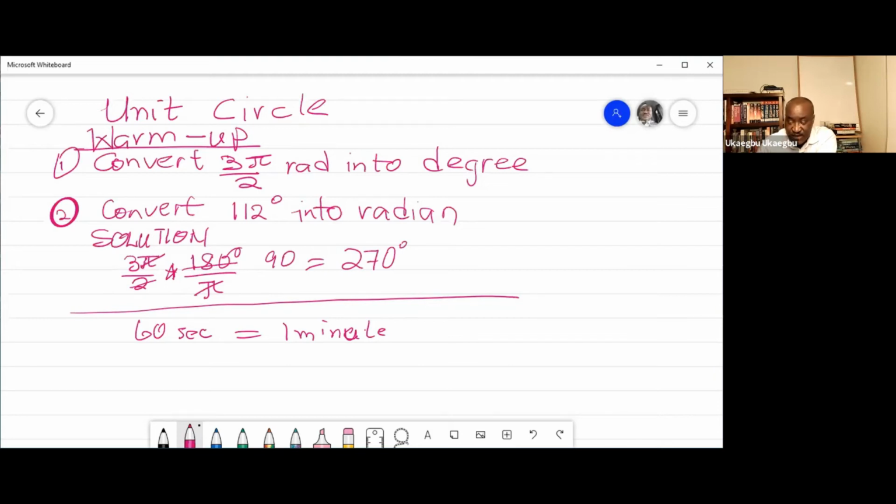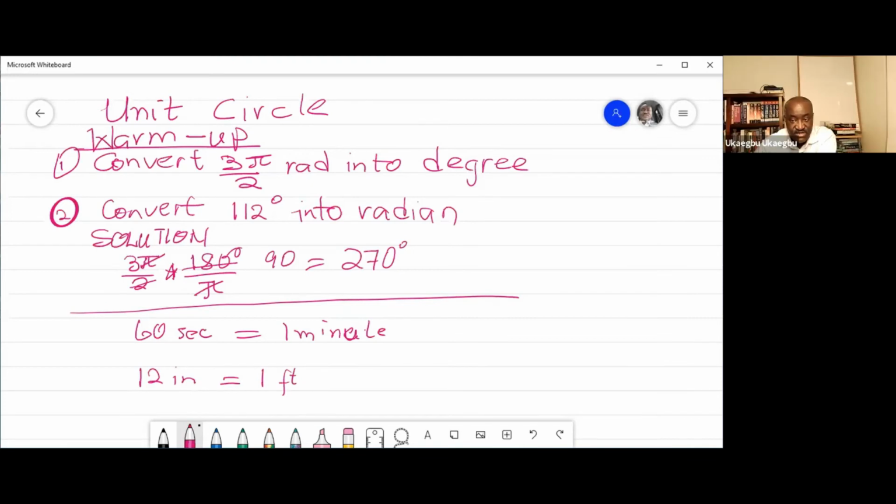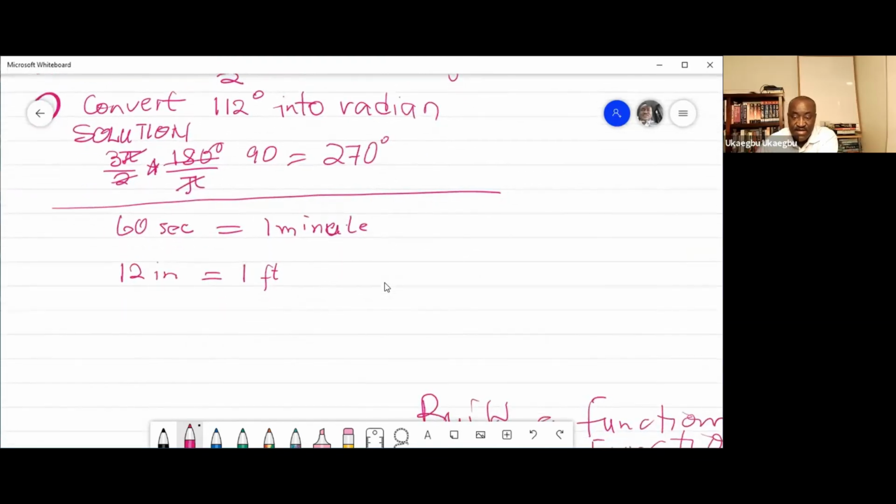Now let's consider another conversion rate. How about 12 inches? 12 inches is equal to what? 1 foot. Okay, this is another conversion rate. The moment you establish it, you can convert any number in inches that is either higher than 12 inches or lower than 12 inches.